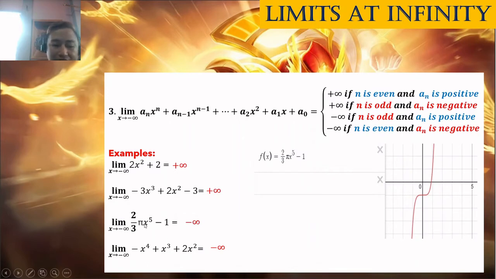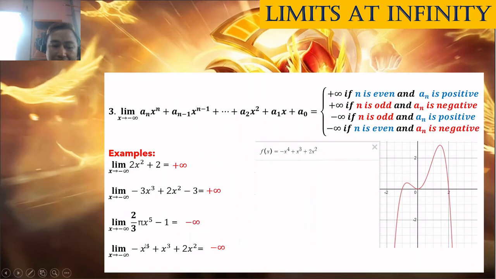Okay, limit class of this third function as x approaches negative infinity. Okay, as you look at here, as x approaches negative infinity, it goes downward, so that is negative infinity. And then in here, the last example, okay, as x approaches negative infinity, the value goes downward, so it goes to negative infinity. That is the answer.